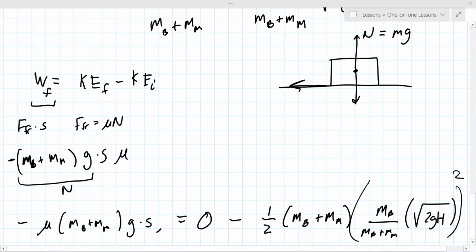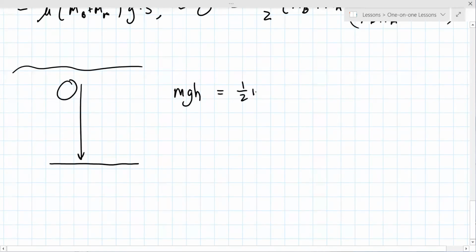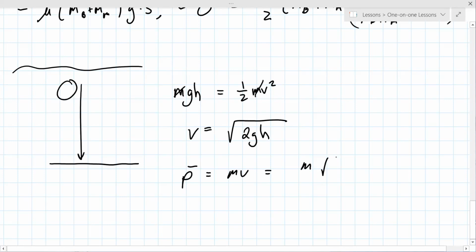So momentum is mass times velocity. The ball is dropped. The ball is up here. It's dropped, boom, hits the ground. So all of the potential energy of the ball, mgh, is equal to 1/2 mv squared. So the velocity right before impact is the square root of 2gh. And the momentum, p, is mass times velocity. So it's the mass of the ball times the square root of 2gh.